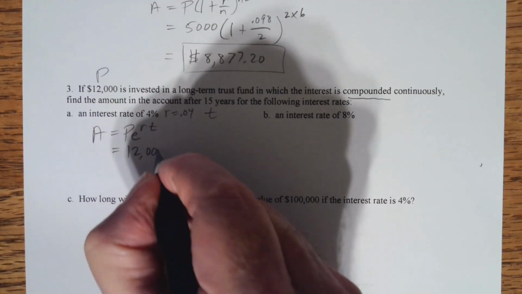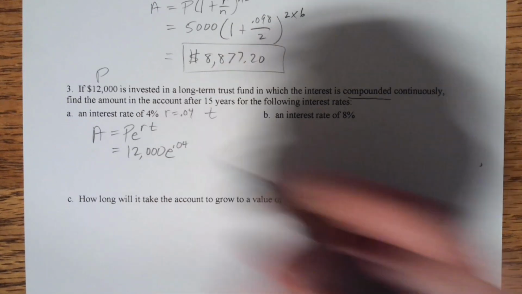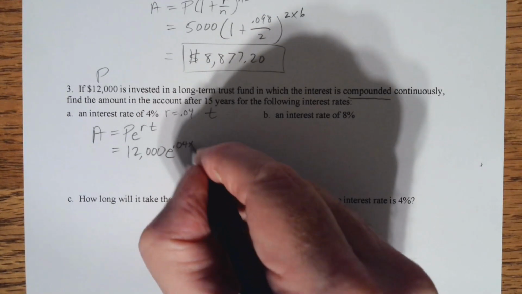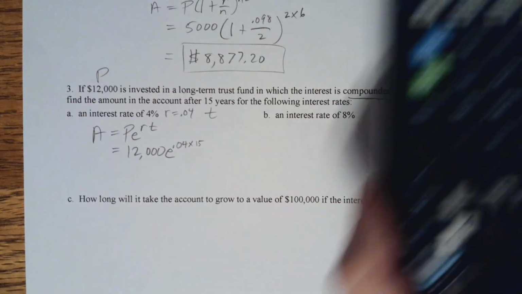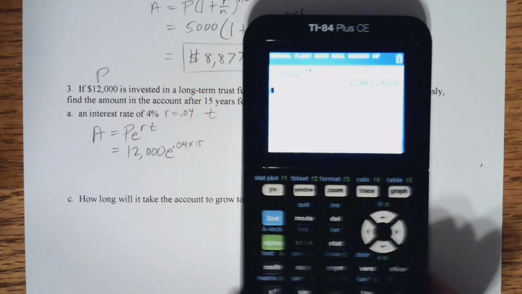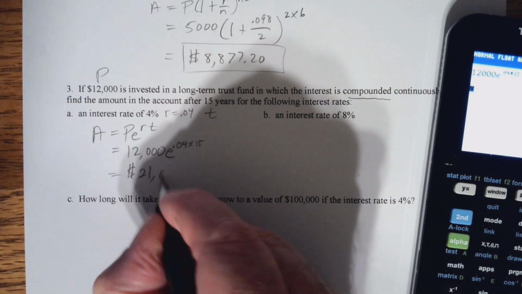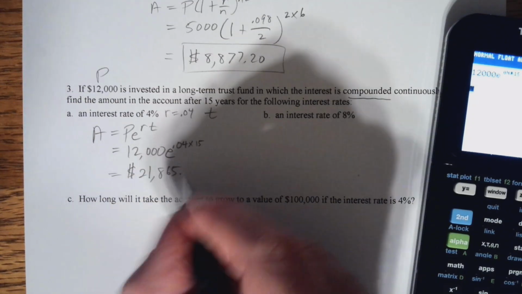We have 12,000 times e to the 0.04 times 15. Let's go ahead and do that one. So 12,000. We'll do second ln. That's your e to the x button. And we'll put 0.04 times 15. It's 21,865 and let's see, 43 cents.